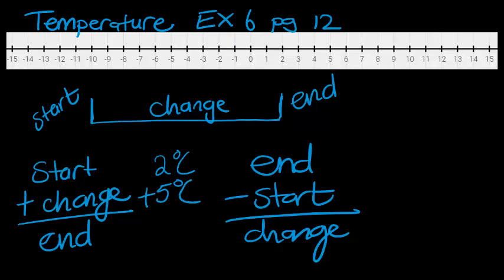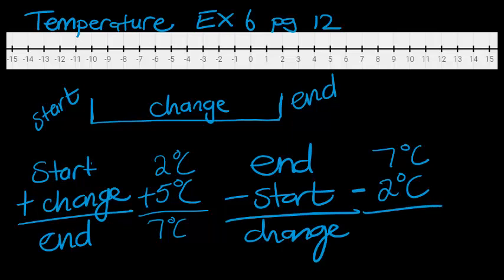We are going to say start plus change gives us an end of 7 degrees Celsius. That is easy to understand. Now, if they are asking for the change, if they say we're starting at 2 degrees and we're ending at 7 degrees, what was the change? We need to figure out how to do that. So the ending temperature was 7 degrees and we subtract the starting temperature, which is 2 degrees. Therefore, our change is going to be a change of 5 degrees Celsius.